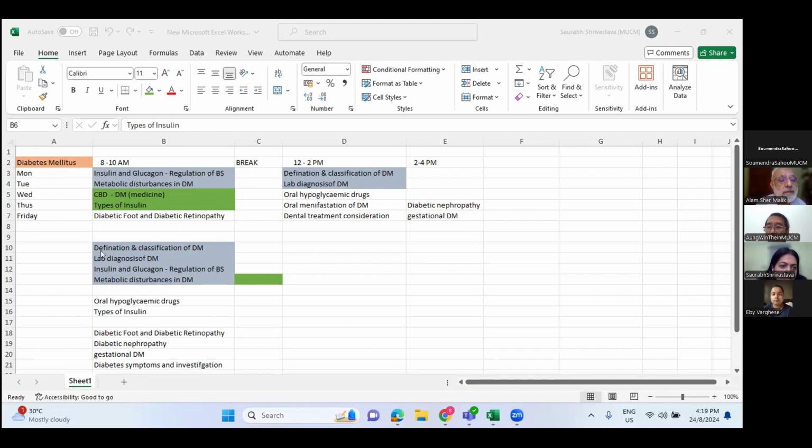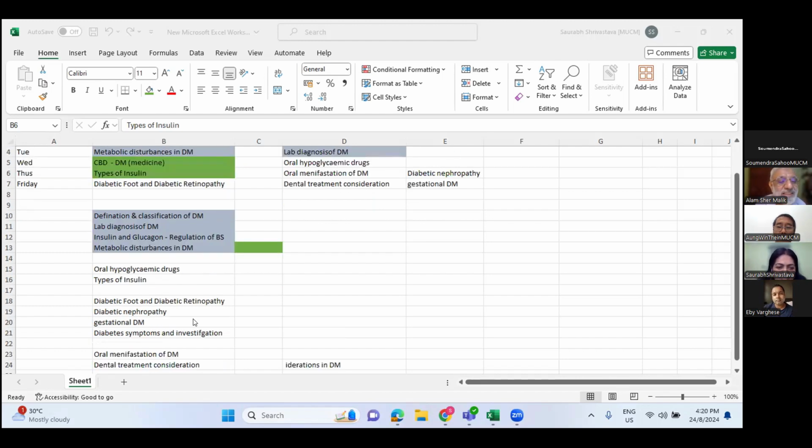The first 4 topics were basic sciences: definition, classification, lab diagnosis, then insulin and glucagon regulation of blood sugar and metabolic disturbances. Then we have pharmacy topics: oral hypoglycemic drugs and types of insulin. We don't have much knowledge of what they teach. No, it's all right, we need the concept only. Then we went to medicine, the clinical part: diabetic foot, diabetic nephropathy, retinopathy, gestational diabetes. And the first lecture would be in medicine about diabetic symptoms.